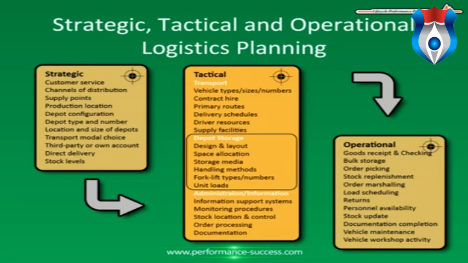You have depot storage, design and layout, space allocation, storage media, handling and methods, numbers, unit loads, and in the administration information, you have information support systems, monitoring procedures, stock location and control, order processing, and documentation. And lastly, in the operational function, you have goods receipt and checking, bulk storage, order picking, stock replenishment, order marshaling, load scheduling, returns, personnel availability, stock update, documentation completion, vehicle maintenance, vehicle workshop activity.